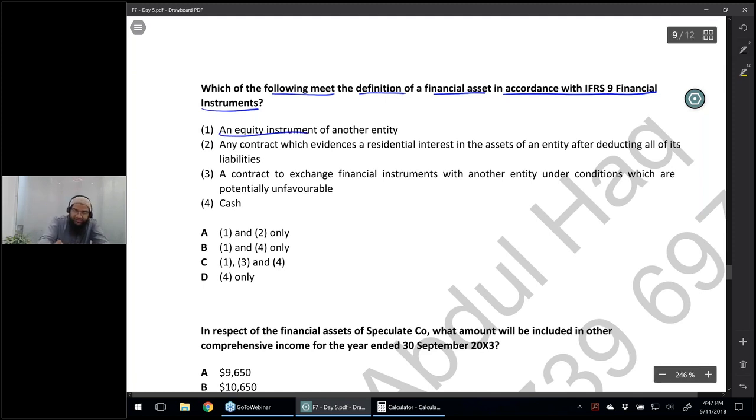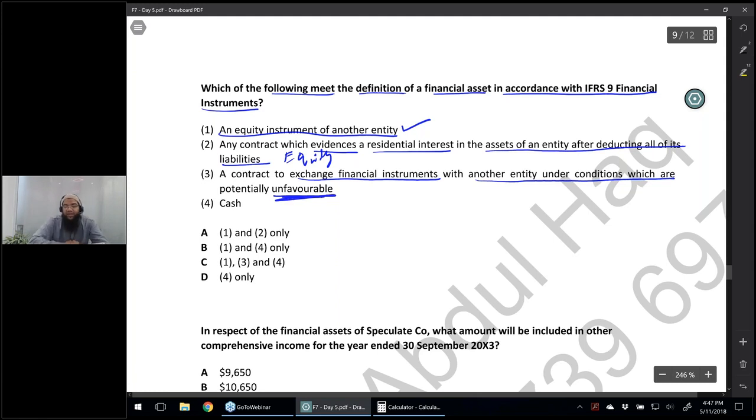So equity instrument of another entity, is this a financial asset? Yes, it is a financial asset. A contract which evidences a residual interest in the assets of an entity after deducting all of its liabilities. Is this a financial asset? No, instead, this is the definition of an equity. So this is not the right answer. A contract to exchange financial instruments with another entity under conditions which are potentially unfavorable. Unfavorable means a financial liability. And if it would have been favorable, it would have become a financial asset. So right now, this is unfavorable, which means a financial liability. And cash is a financial asset. So your answer is going to be 1 and 4 only, which is B. Your answer is going to be B in this case.